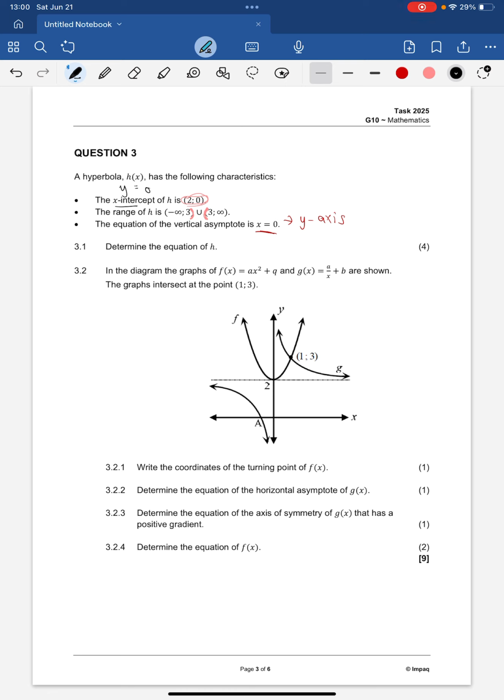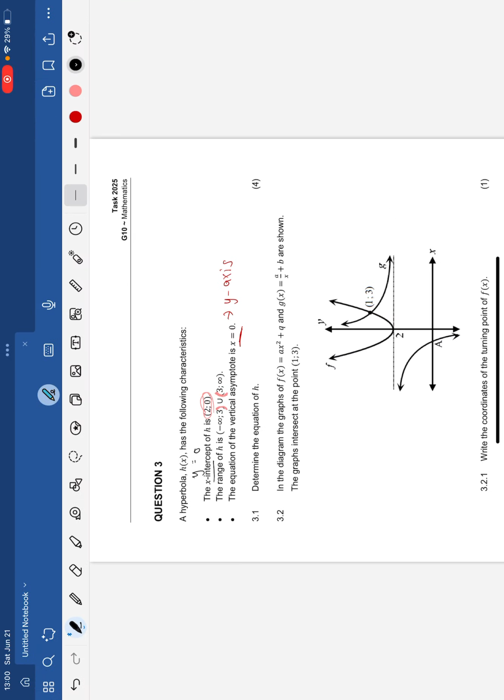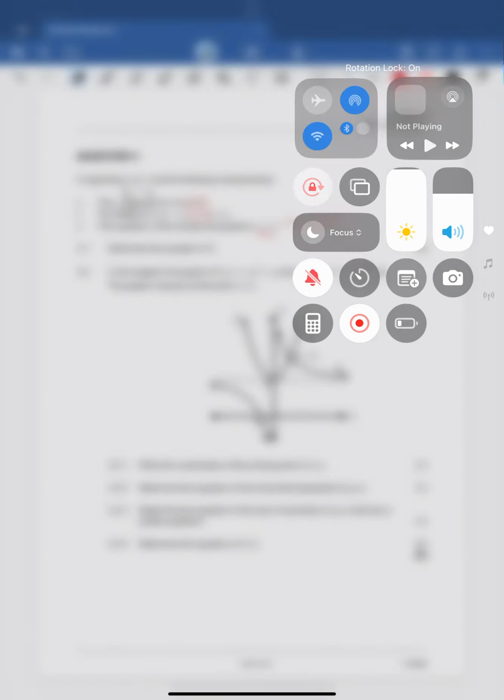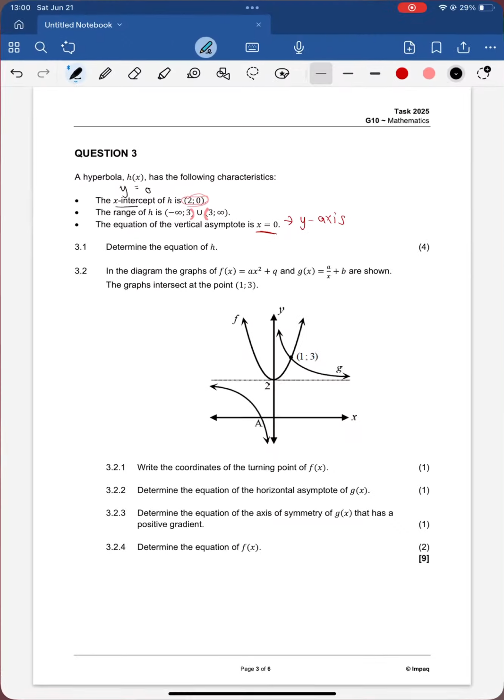Please, we have already discussed this. You guys should know how to do this already. How do you find the turning points of a graph? In the previous question, I explained that a turning point is the same for a hyperbola in grade 10. The turning point is the same as the y-intercept. So they're asking for the turning point, but actually they're asking for the y-intercept.